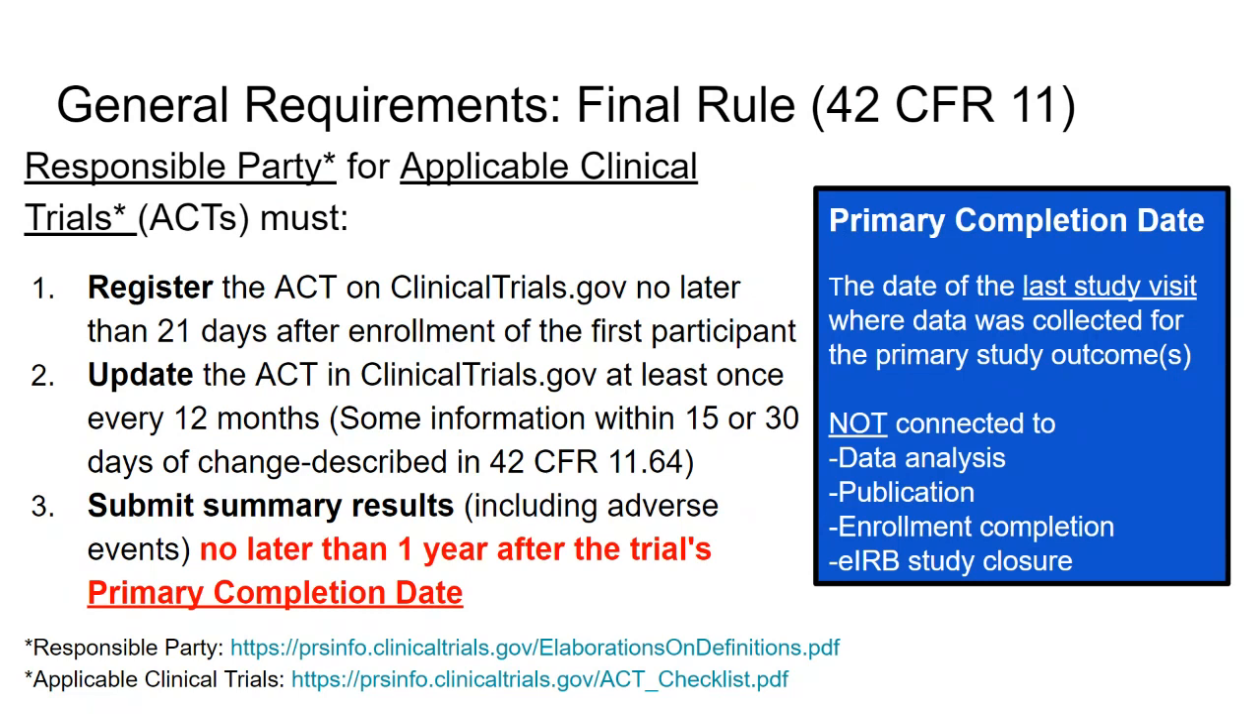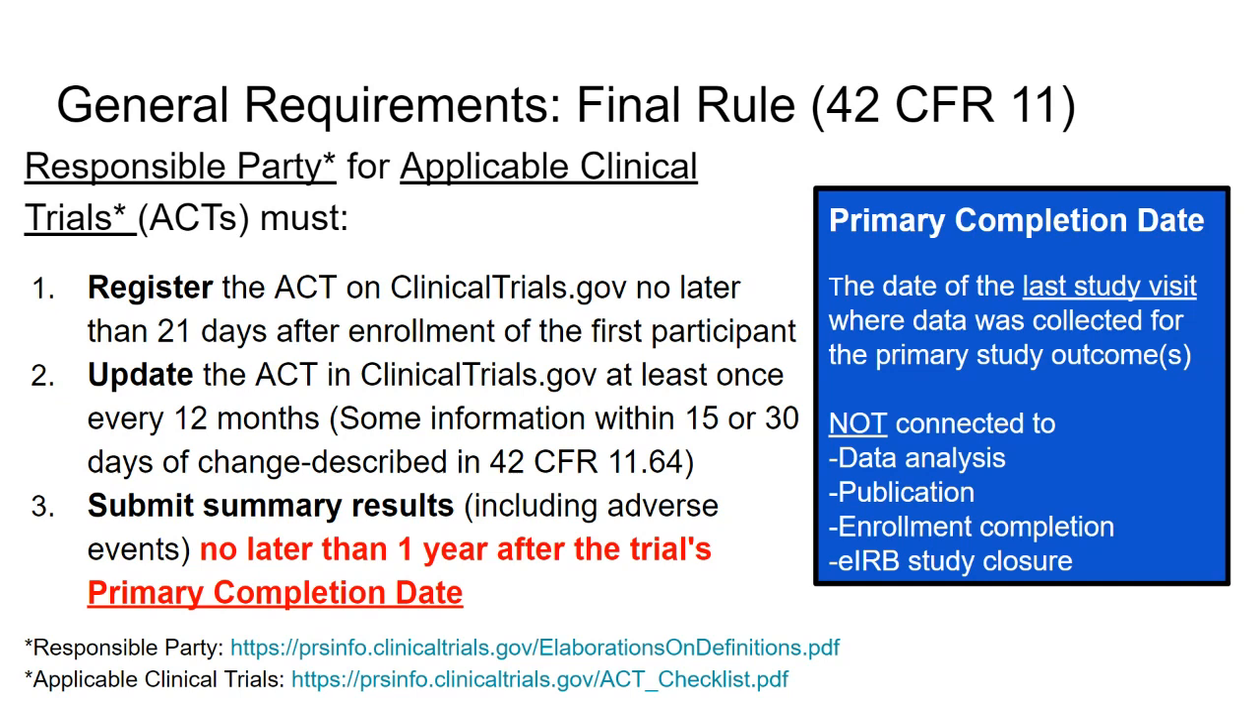The final rule requires summary results for both primary and secondary outcomes that are pre-specified in the IRB-approved protocol, and all adverse events must be submitted no later than 1 year after the trial's primary completion date. So if your protocol happened to list 20 exploratory outcomes under secondary outcomes, those results, if they are collected, must be reported, and the ct.gov reviewer will actually verify it by cross-checking the protocol.